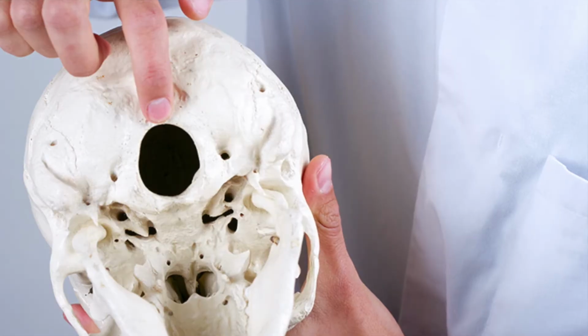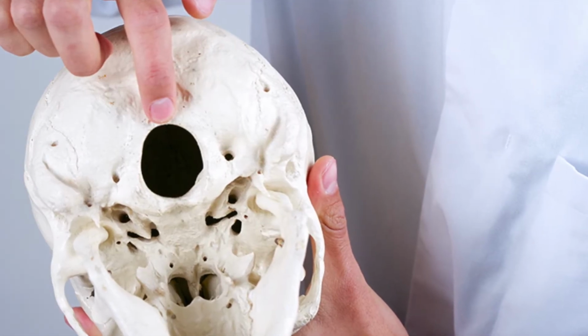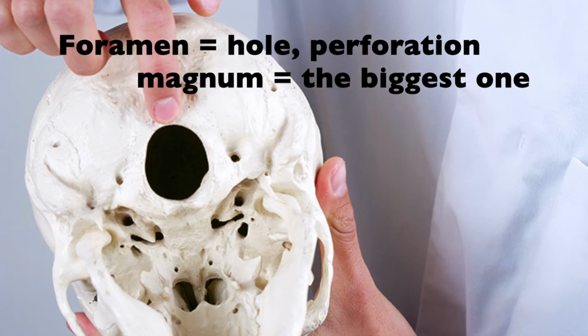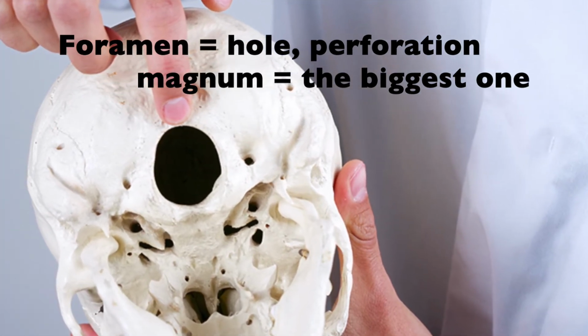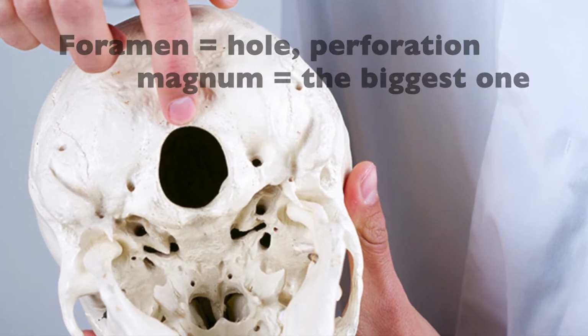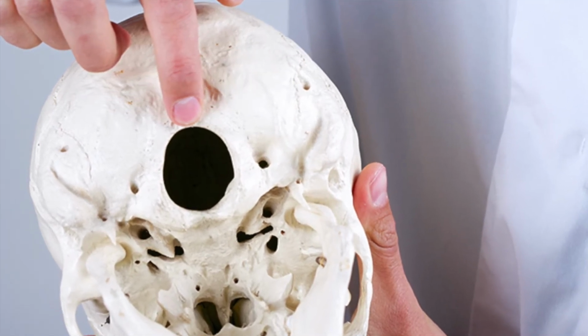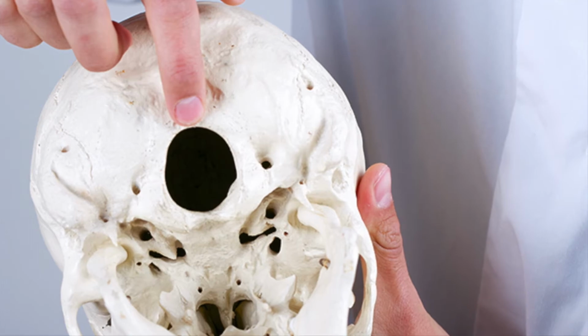So this is what a foramen magnum looks like. Foramen means hole or perforation. Magnum means the largest one. So this is the biggest hole in the entire skull. It is so big because it must let the spinal cord through.